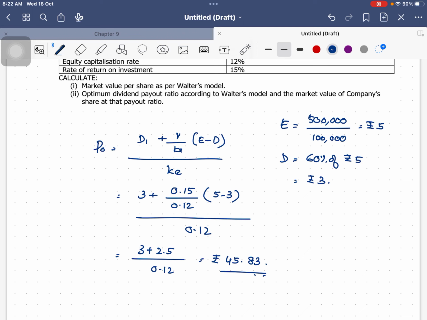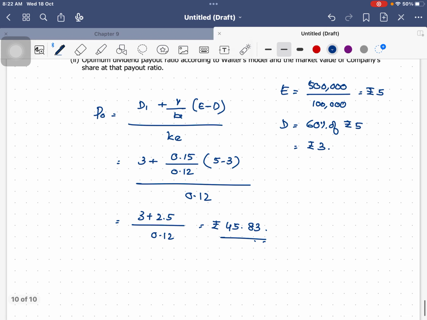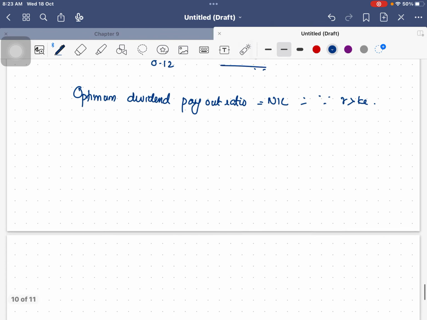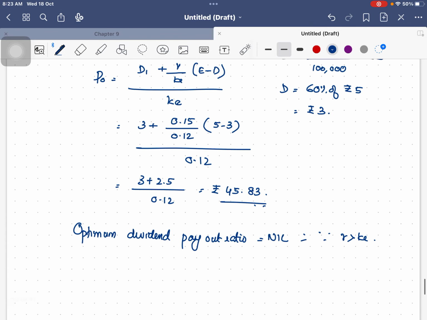Now, what is the optimum dividend payout ratio? The optimum dividend payout ratio is equal to nil. Why? Because R is greater than KE. So the entire amount has to be reinvested. That is the conclusion. So if the dividend payout ratio is nil, what will be the value of the firm?